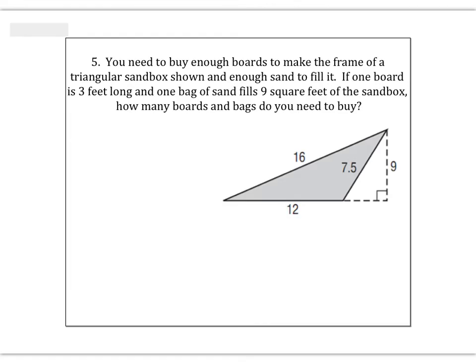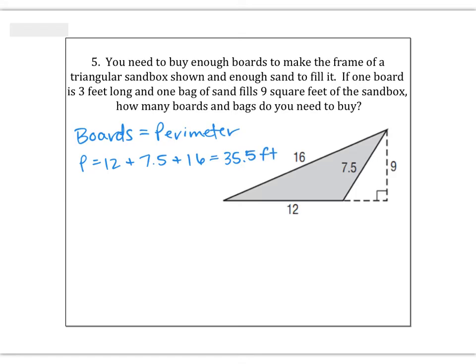Well, aren't the boards going to go around the outside? So the boards are going to basically be your perimeter. Okay, so let's think about what is the perimeter of the shaded triangle. To get your perimeter, add up all the sides, so 12 plus 7.5 plus 16. You do not need to include the 9. That's not part of the shaded triangle. When you add all of those up, you get 35.5 feet.